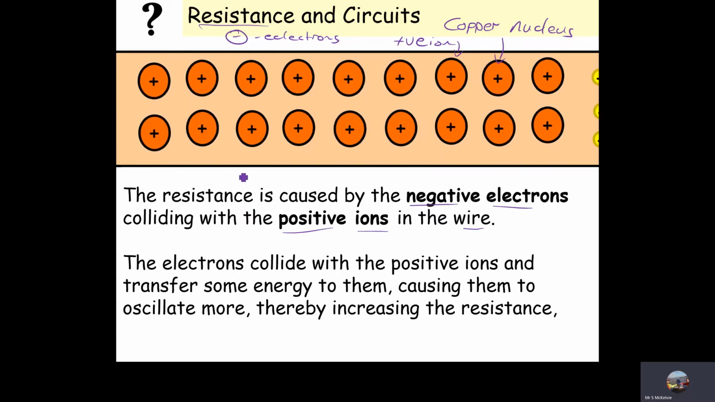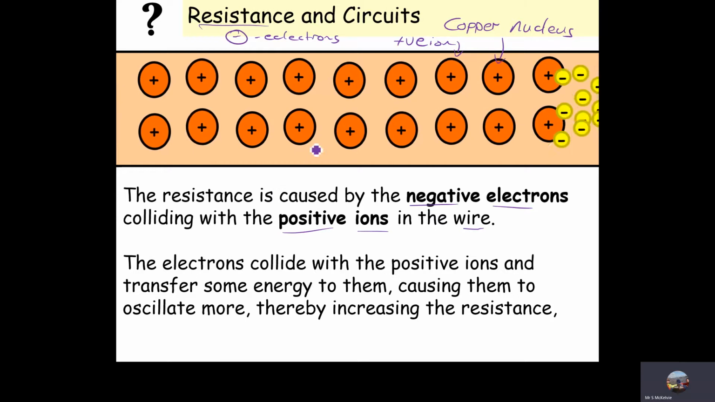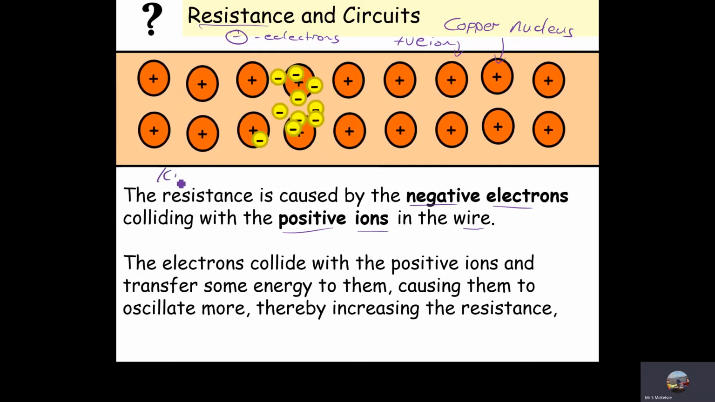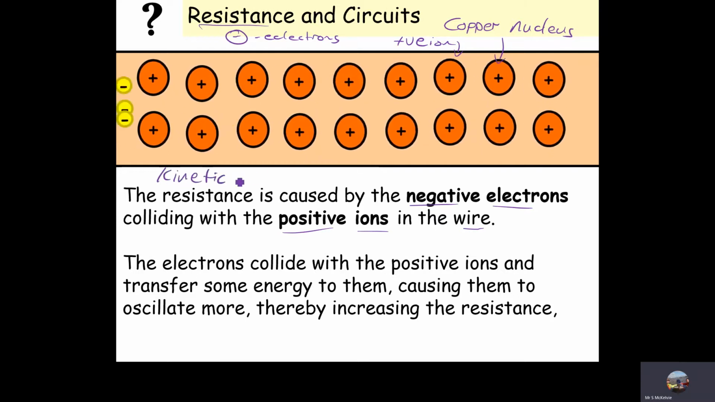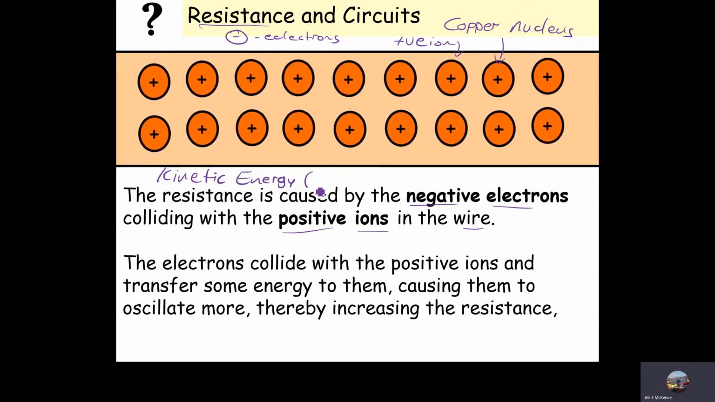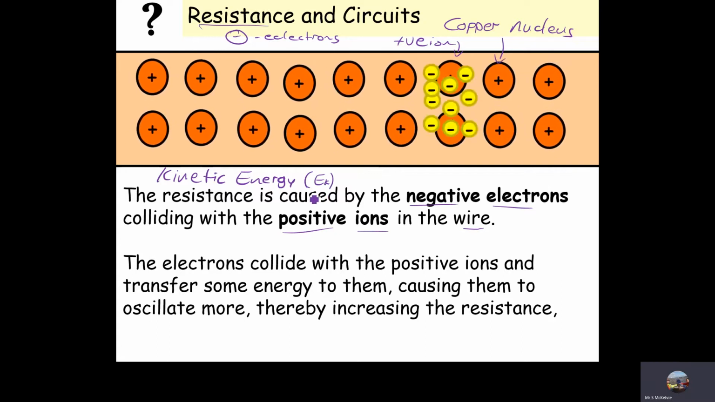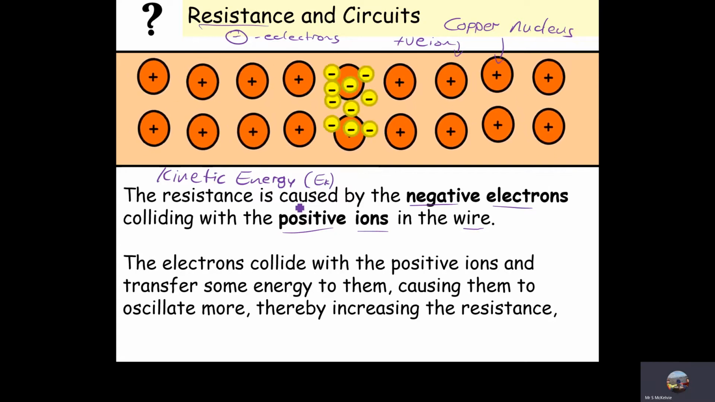Now, a reminder here about the kind of energy that's in anything that is moving. We talk about kinetic energy, which I shall abbreviate to EK, and it is in any object that's moving. My electrons are flowing through the wire.